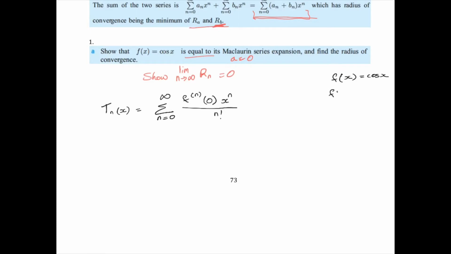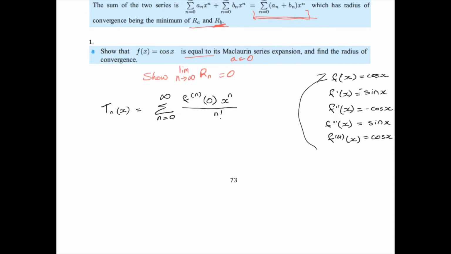What's f dash x? Negative sine x. What's f double dash x? Negative cos x. F triple dash x? Sine x. And so forth. We'll do one more just to see the pattern. What's the fourth derivative? Cos x. Beautiful. And now we repeat. Something to think about.